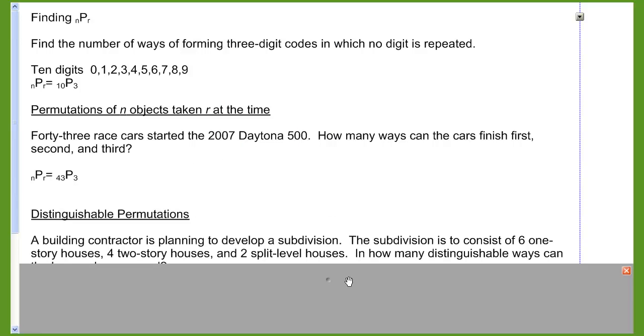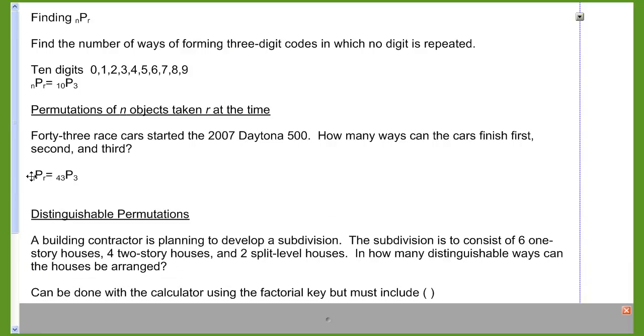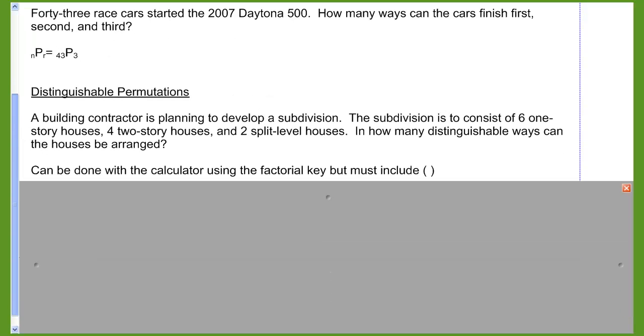So I'm going back now to another type of permutation, and this one is called distinguishable permutations. A building contractor is planning to develop a subdivision. The subdivision is to consist of 6 one-story houses, 4 two-story houses, and 2 split-level houses. We've all been in subdivisions where there are houses that are built using the same plan. That's what's happened here. And how many distinguishable ways can the houses be arranged?